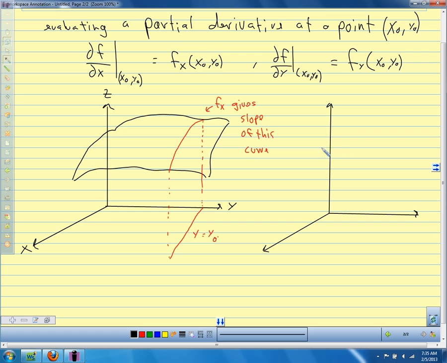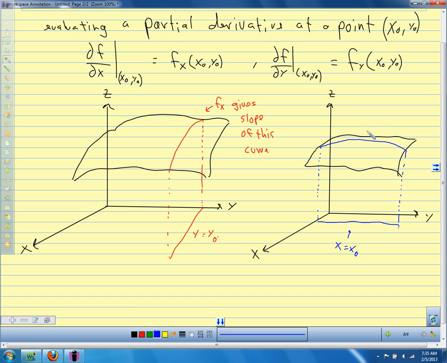Here's our surface up above the plane. And for this one, we're holding x at a constant value. So there's the curve on the surface for a particular value of x. Project this down into the plane. And here we have this constant value of x. That's x equals x0.